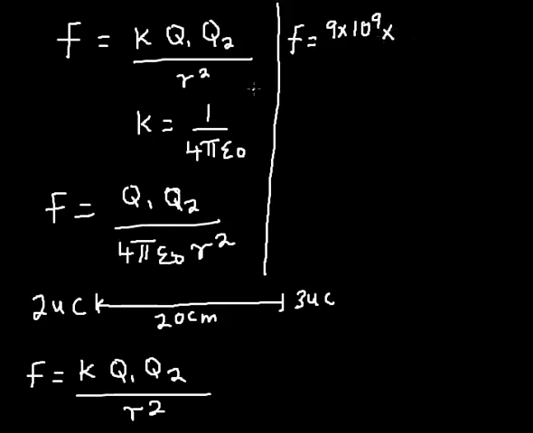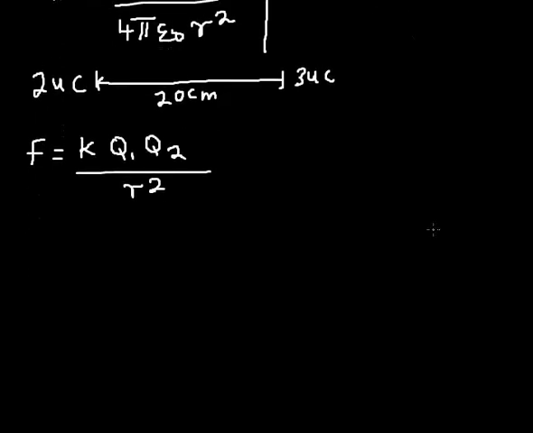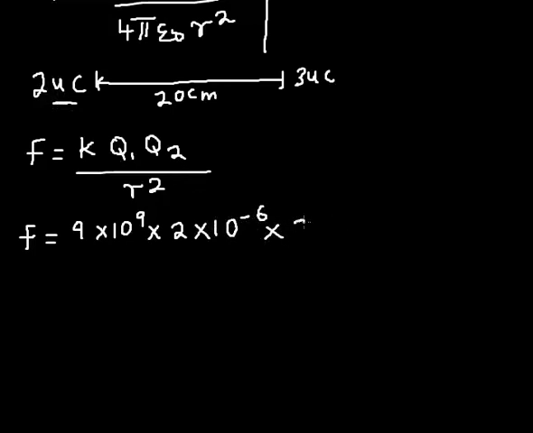Okay, Q1, or better still, let me go this way. F is going to be equal to, my K is 9 times 10 raised to the power of 9. Then Q1 is 2 microcoulomb. I have to convert that to coulomb. To convert micro to coulomb, I have to multiply by 10 raised to the power of minus 6. Then times Q2, the second charge, which is 3 microcoulomb. I'll still need to convert that by multiplying by 10 raised to the power minus 6.